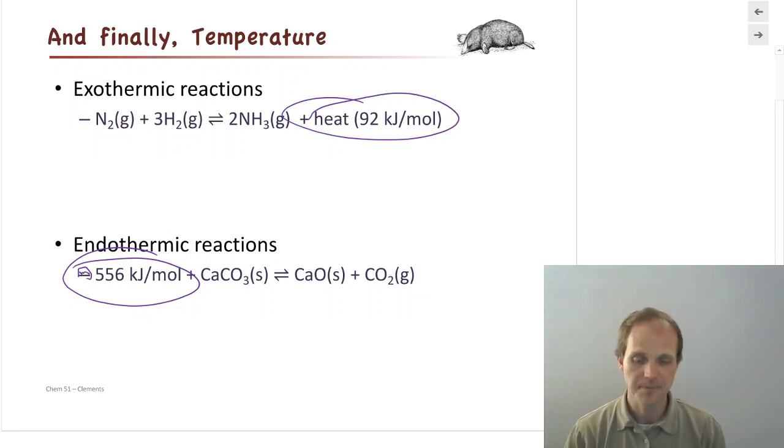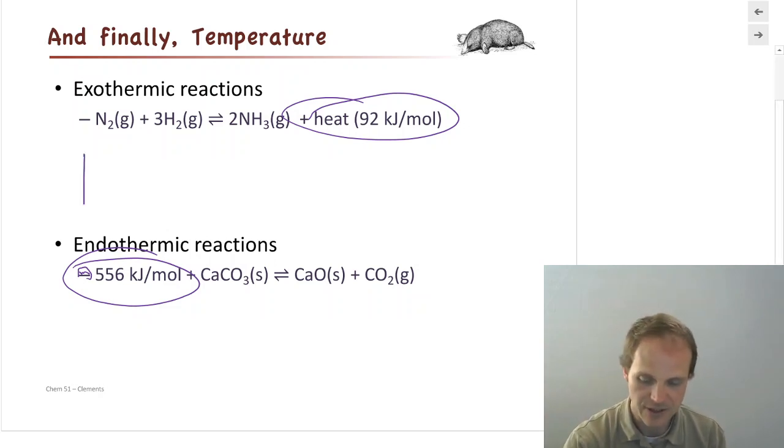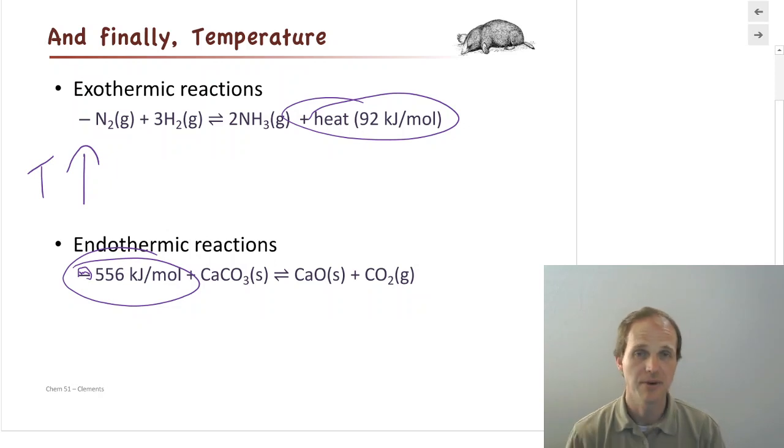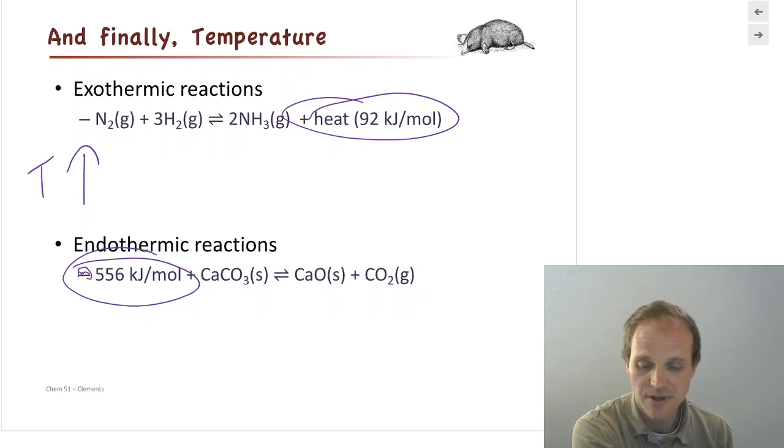So what's going to happen to an exothermic reaction as temperature goes up? Well, temperature is basically heat. Not exactly the same thing, but it's basically heat. So as the temperature goes up, I'm adding heat to the system. Right? That's one way to change temperature. So I add heat to the system.